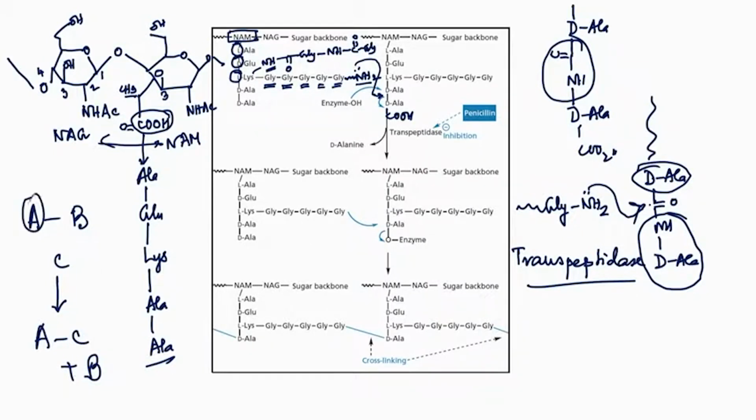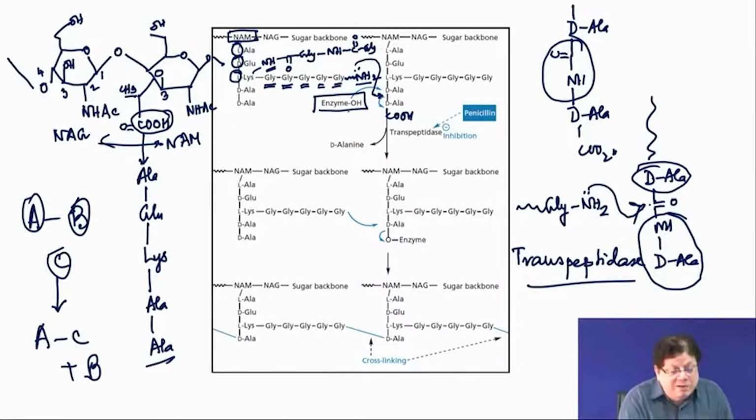These are all amino acids. So, this peptide bond is replaced by a new peptide bond. That is why this is called transpeptidase. There is an enzyme to do this, otherwise this reaction will not take place. This enzyme is a serine based enzyme. It is written here as enzyme OH.